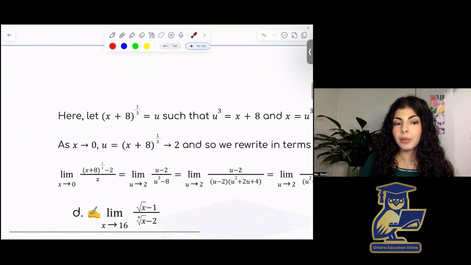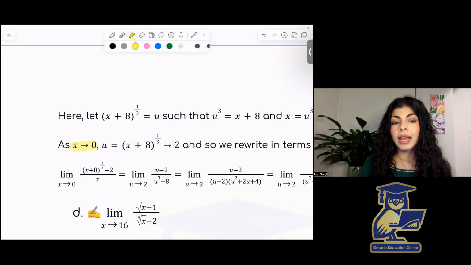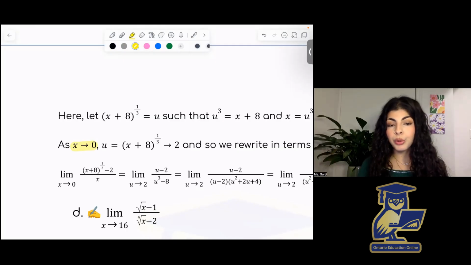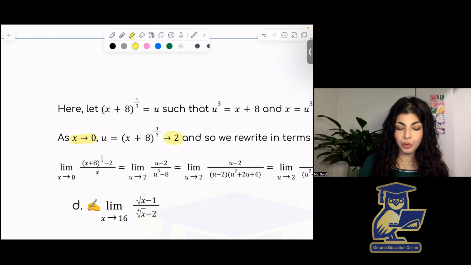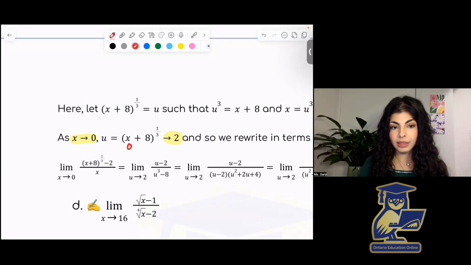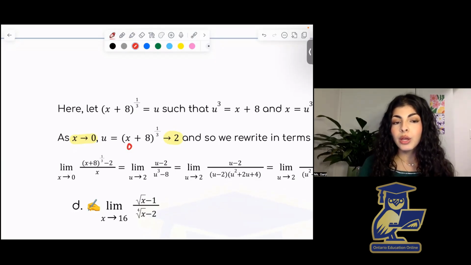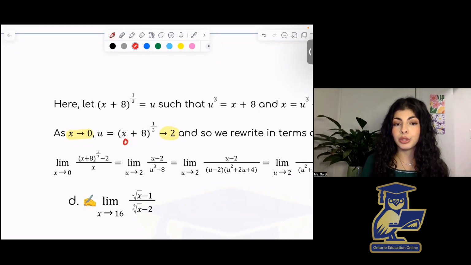So keeping in mind that we started with our limit of x approaching 0, now having this new definition for u, or this new variable u, we will actually find that this is going to be approaching 2. The reason for that is if we have 0 here, which is x approaching 0, then 0 plus 8 is just 8, and the cube root of that is 2. So now when we're rewriting our limit, we have a different limit, which is u approaching 2.